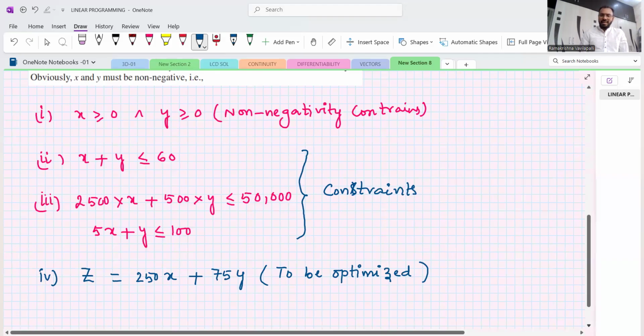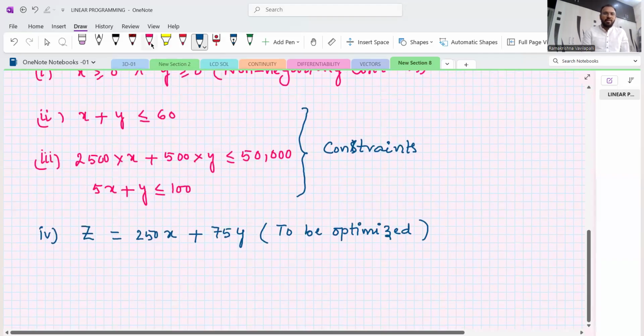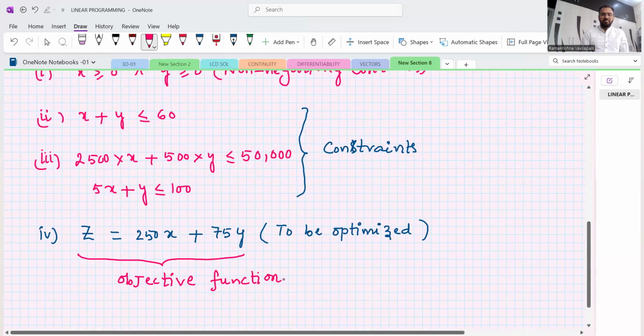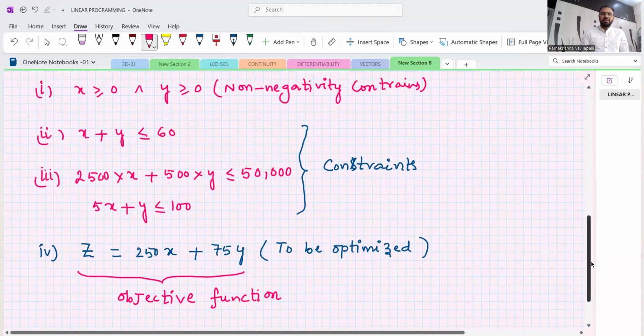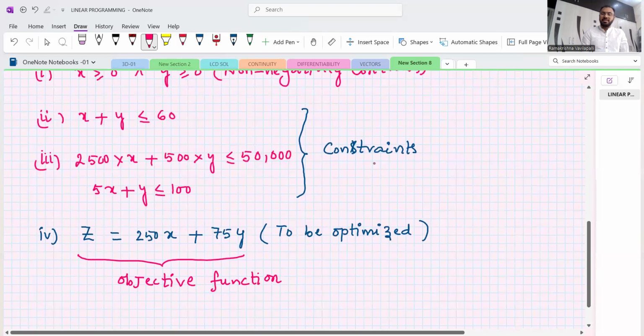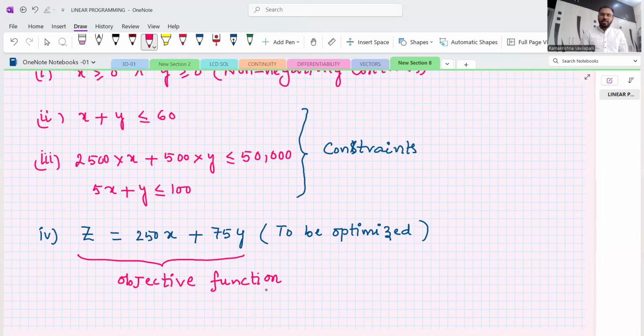This is known as the objective function. Remember, these terminologies are very, very important. Objective function. So the very basic one is the non-negativity constraints, and these are the constraints on x and y. And this is known as the objective function. This objective function must be optimized under the above conditions, or you can say constraints.